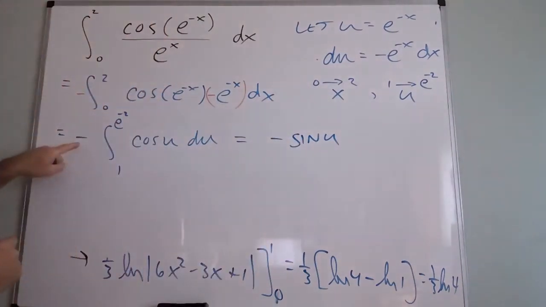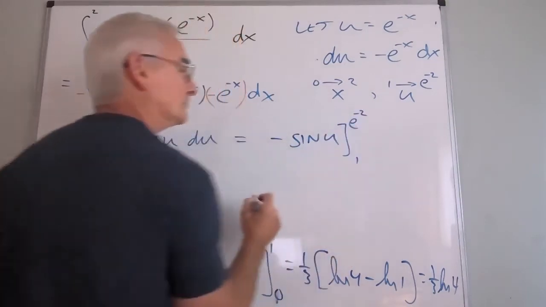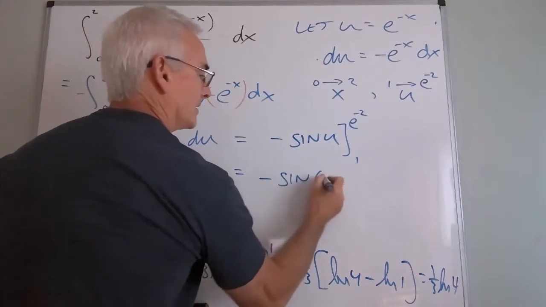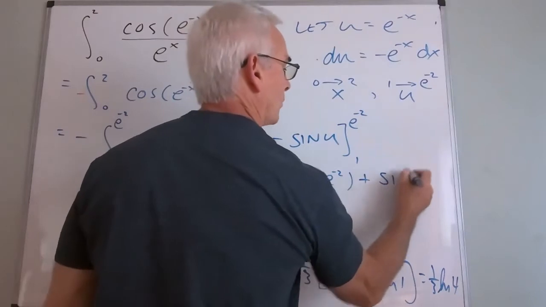That negative comes from here, from 1 to e to the negative 2. So my answer is negative sine of e to the negative 2 minus negative sine, so plus sine of 1.